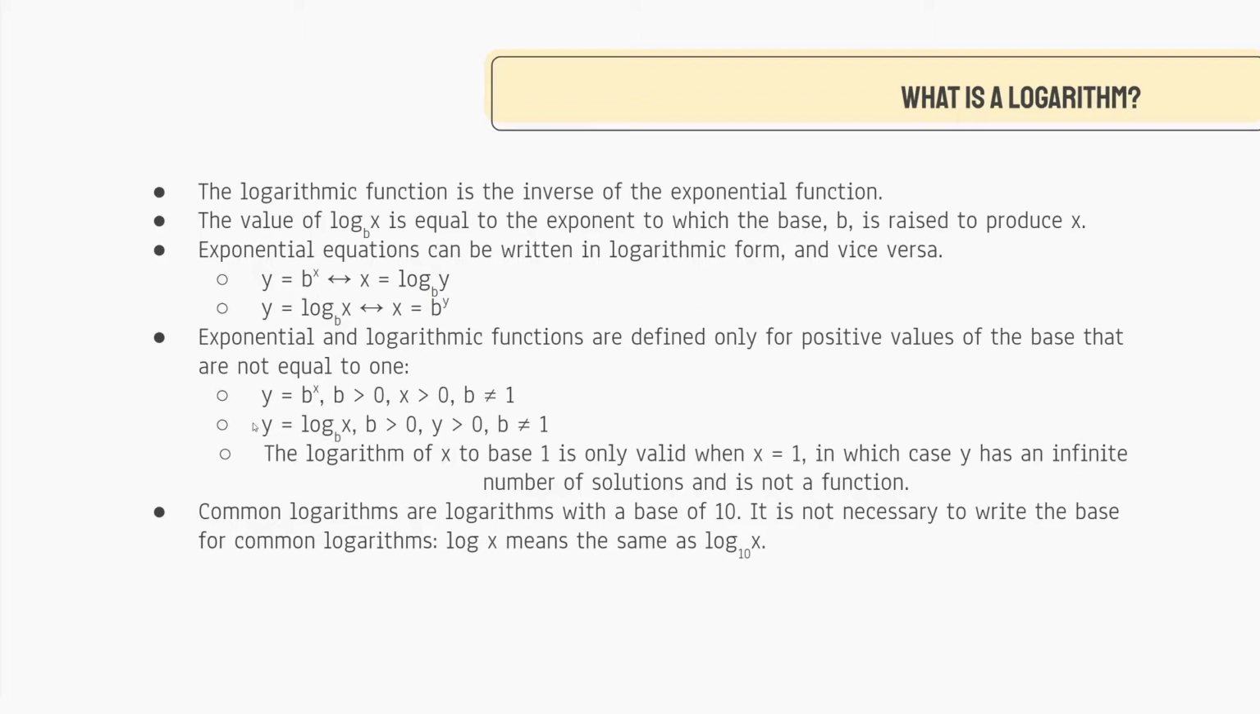At the same time, we have y is equal to log of x of base b, where b is greater than 0, y is greater than 0, and b cannot equal 1. Here, it's really important to understand that the logarithm of x to the base of 1 is only valid when x is equal to 1, in which case y has an infinite number of solutions, which cannot be a function. That is literally what a function cannot be. It has to have one specific y point for every x point.